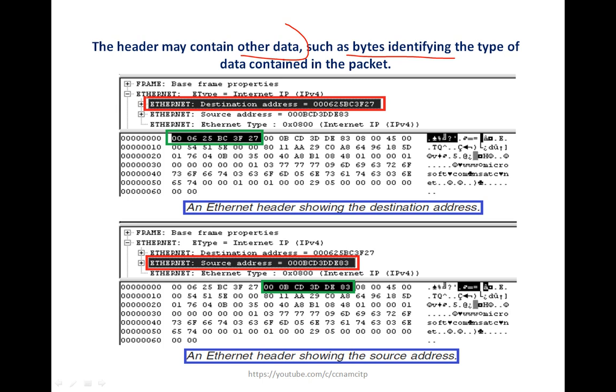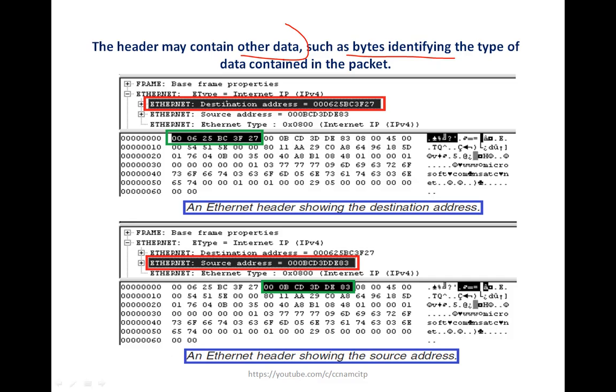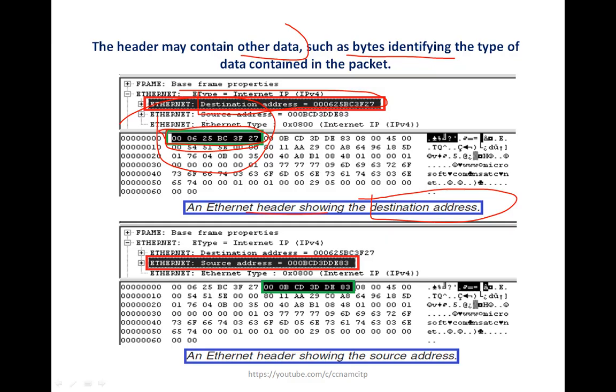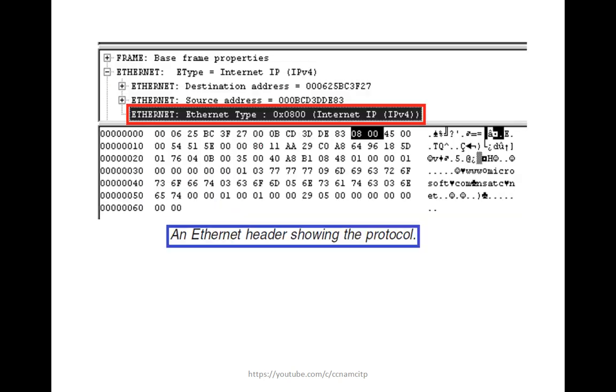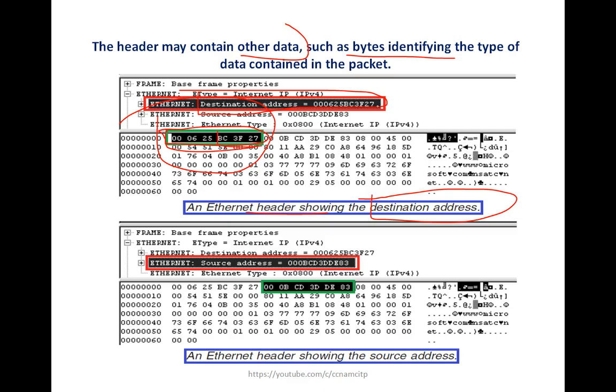So guys, I'm talking about Ethernet here. Ethernet packet header content. What will it contain? First of all, the destination address. You can see here these 6 bytes, 1 2 3 4 5 6. So an Ethernet header showing the destination address. These will be your destination first. In the previous slide also I told you it is 6 bytes, and I told you here somewhere, this one is 6 bytes.